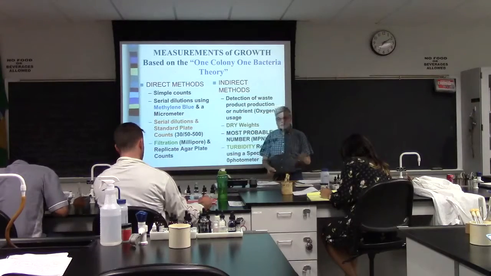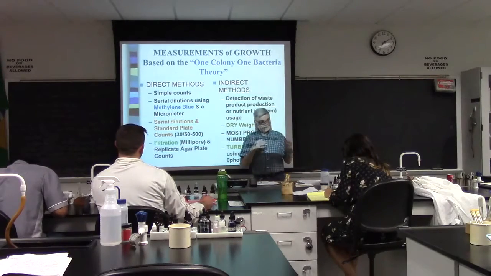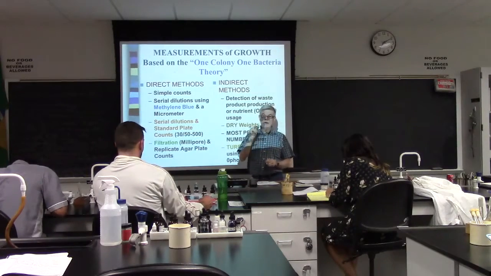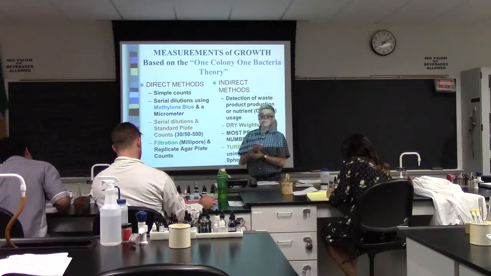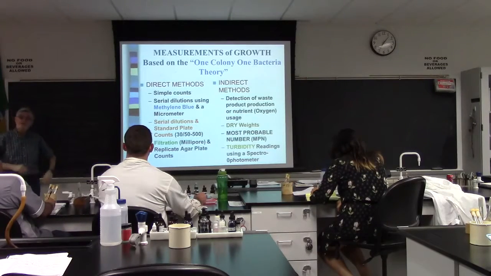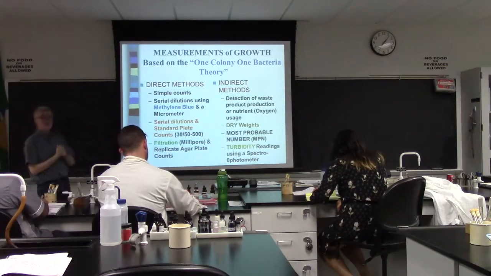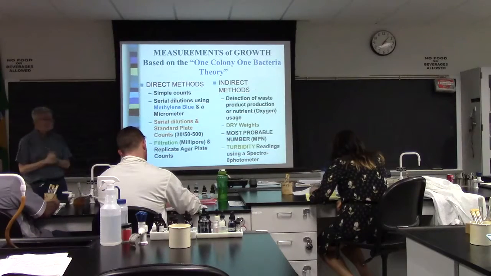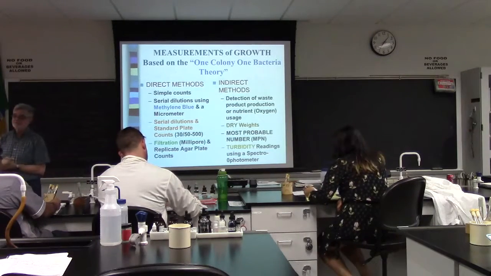So, what's the best direct counting method? You take a sample, you dilute it. At least what I'm going to do is explain each one of these counting methods, and you need to tell me which one it is. Is it direct or indirect? And what's good about it and what's bad about it. So let's start with simple counts.